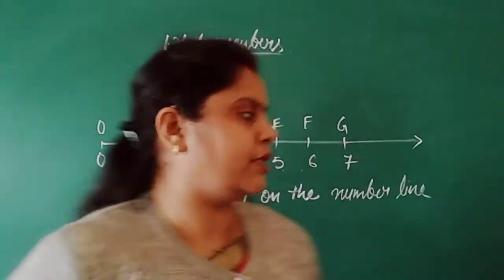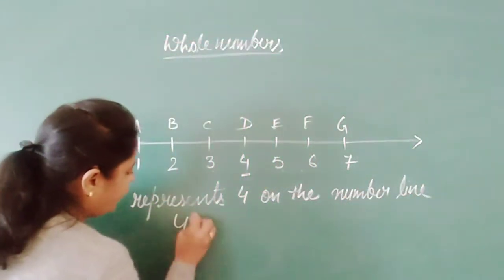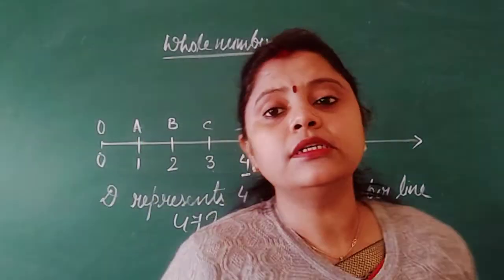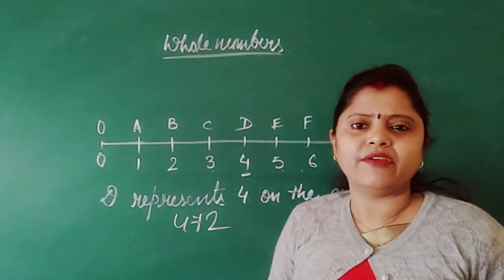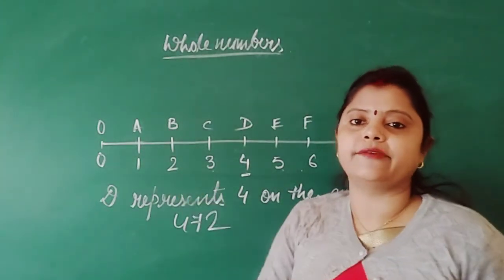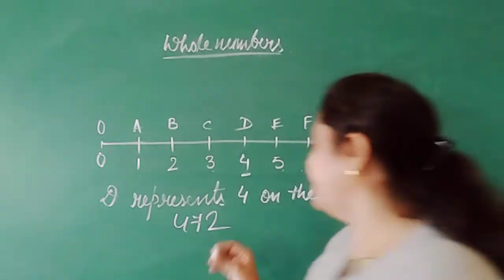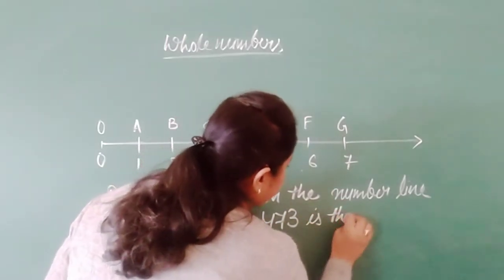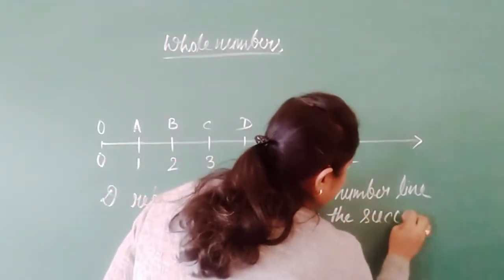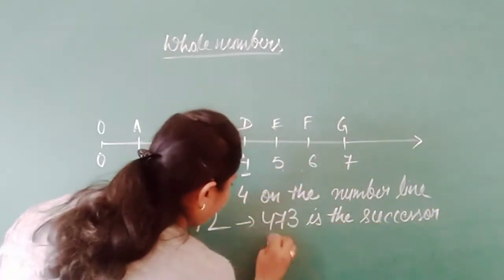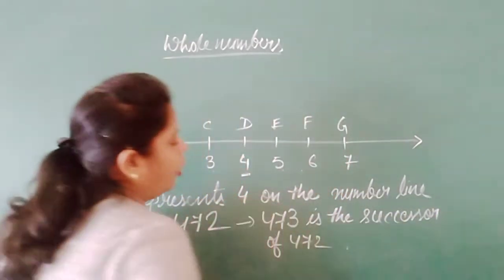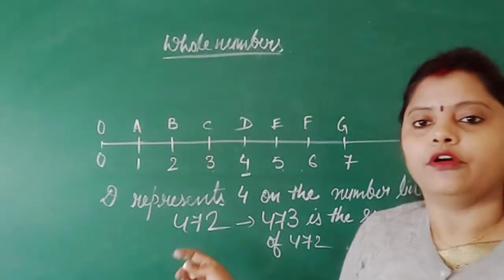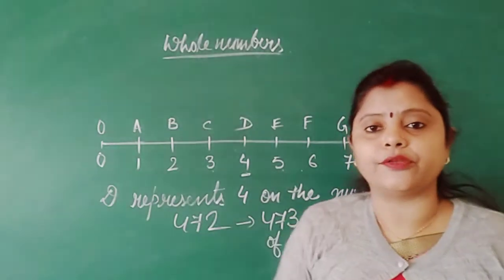Suppose I am giving one small question. The number is 472. This number is written. And the question is, write down the successor of 472. Very easy. The next number, 473. So what you can write down? 473 is the successor of 472. Or you can also make a column of successor and write the number. That also you can do. So 472, the successor is 473.